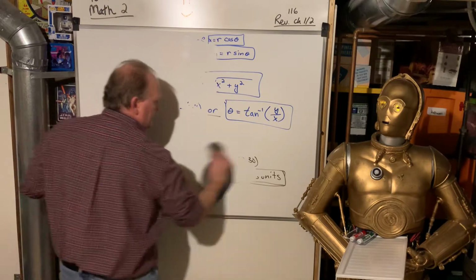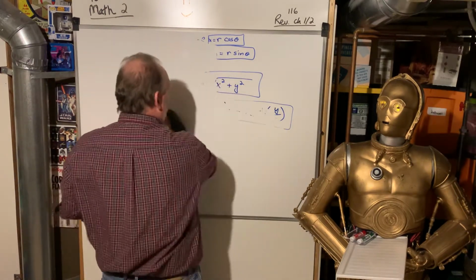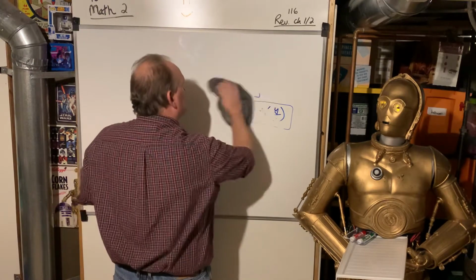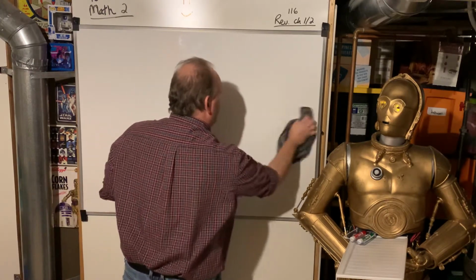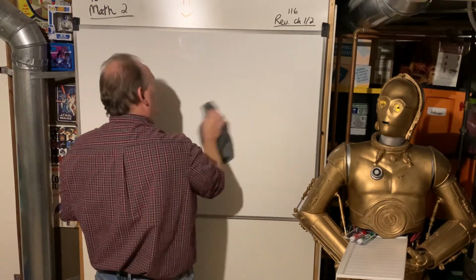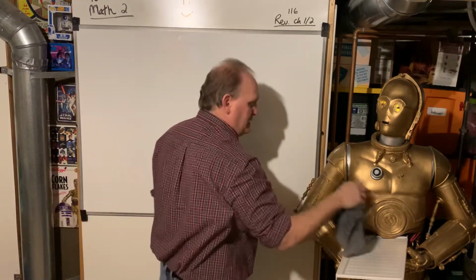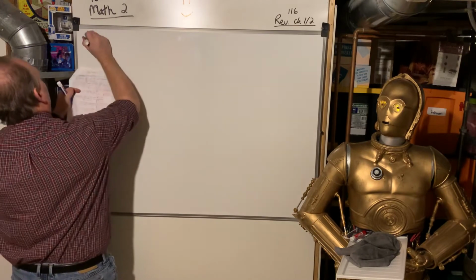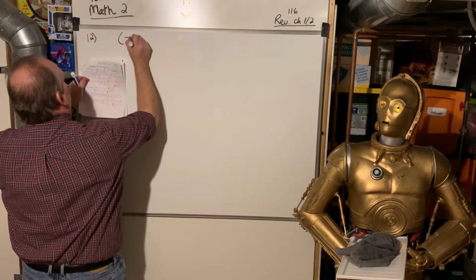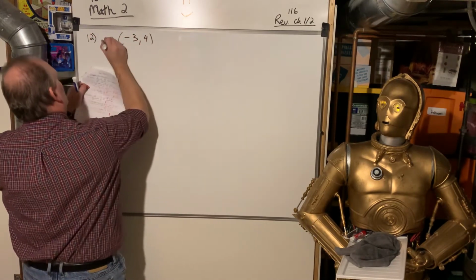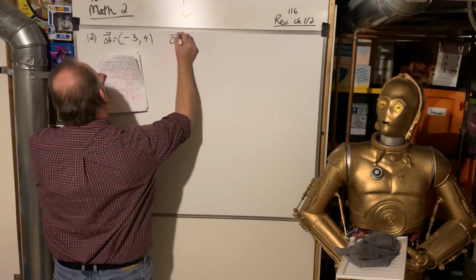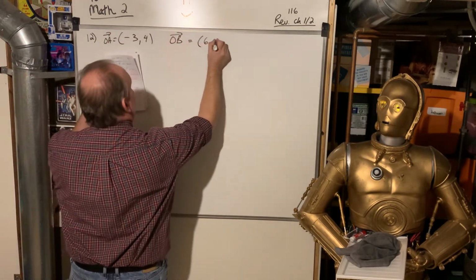And it's asking about an equilibrium point. So an equilibrium point is the vector that you add in there to make it not move from the origin. So basically it's the opposite of the resultant vector. So for number 12, they give you OA as 3, 4. They give you OB as 6, -8.